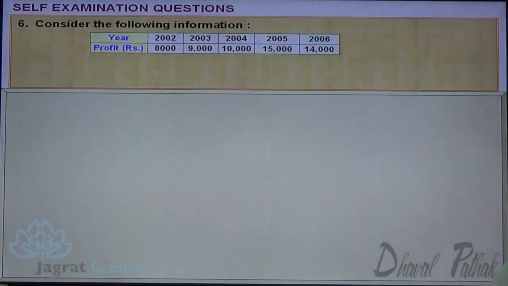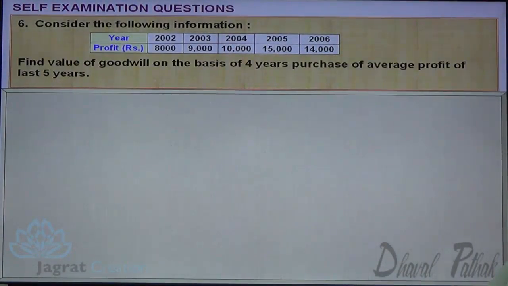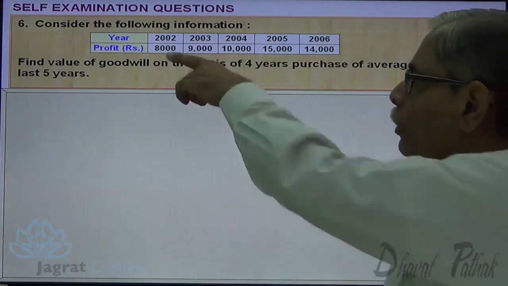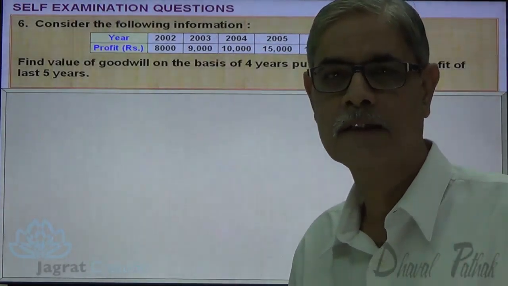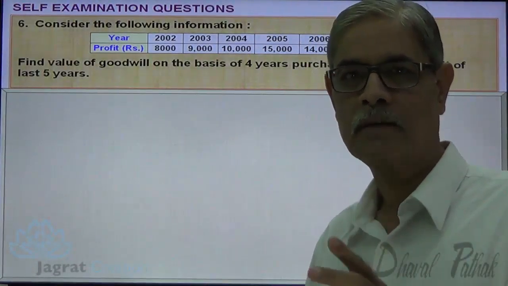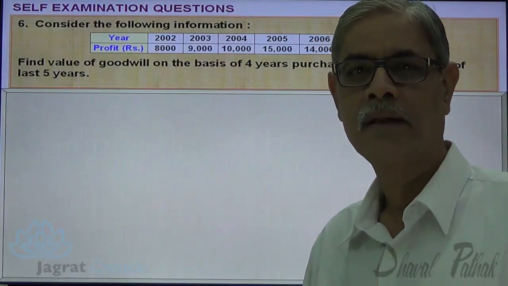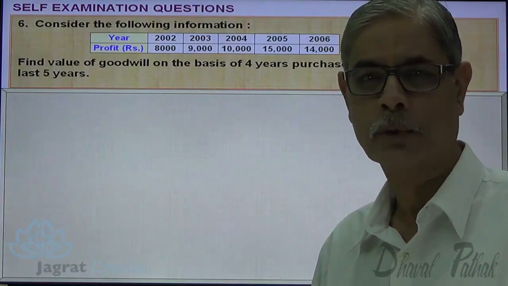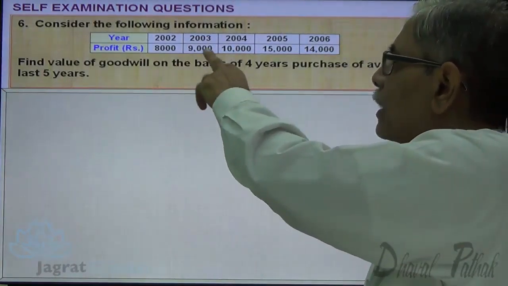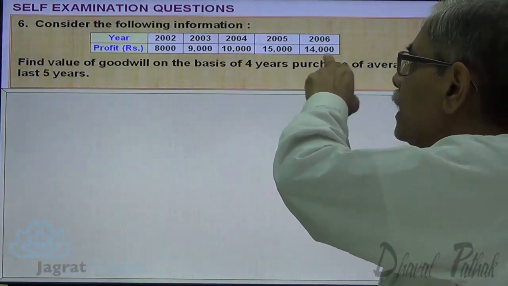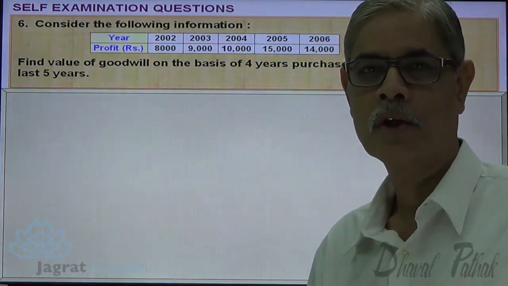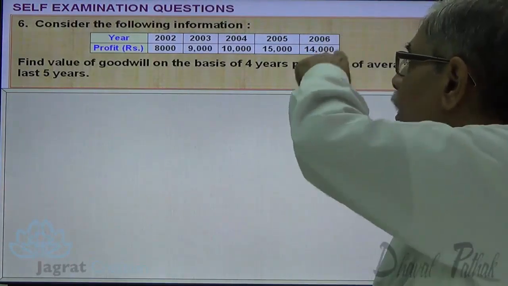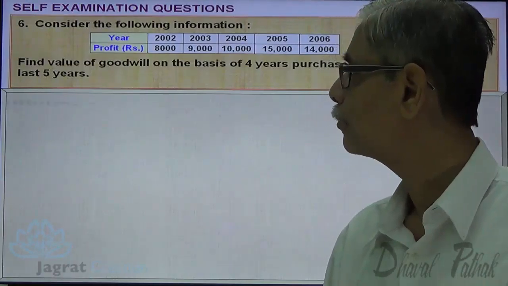Consider the following information. Find the value of goodwill on the basis of 4 years purchase of average profit of last 5 years. Now you are given the profit for last 5 years. Observe. Do you find the trend? Increasing trend in the profit in consecutive years? 8,000, 9,000, 10,000, 15,000, decline to 14,000. So there's a decline in 2006.